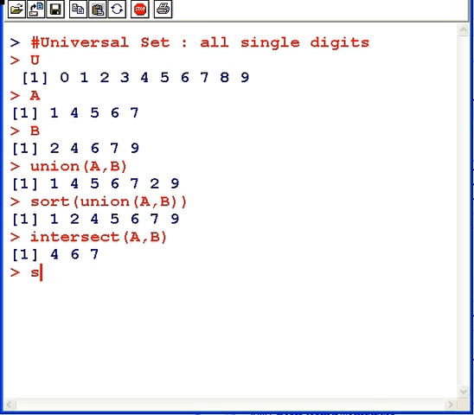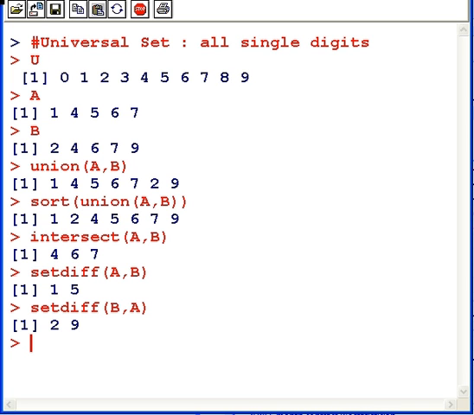So, the set difference of A and B are the elements that are in A only and not in B. So 1 and 5 are in A and A only. Likewise, the values of the set difference of B from A is 2 and 9. So these are the values that are in B only and not in the intersection of A and B.